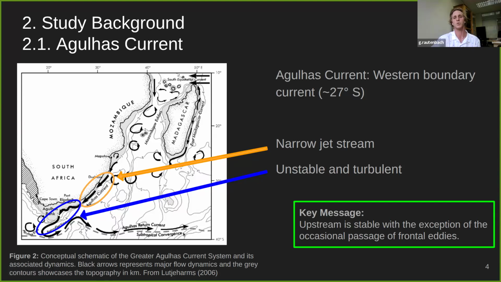Unlike downstream of Port Elizabeth or Kiberga, which is the portion of the Agulhas Current that is relatively unstable, the upstream section, where we'll focus the study, is remarkably stable and forms a narrow jet stream. Here, the Agulhas Current veers less than 15 kilometers on either side of its mean position, which is attributed to the steep and straight topography of the east coast. This is, of course, with the exception of the passage of frontal eddies that originate from the KwaZulu-Natal Bight.